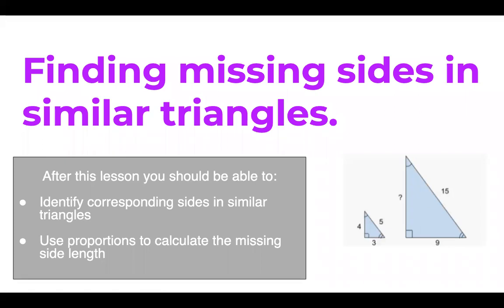Okay, let's find the missing sides in similar triangles. After this lesson, you should be able to identify corresponding sides in similar triangles and use proportions to calculate the missing side length. Let's get started.